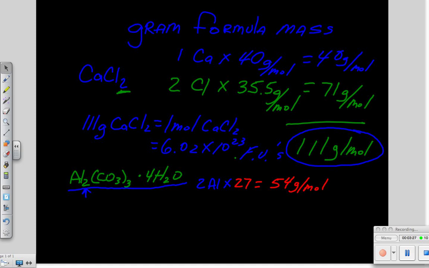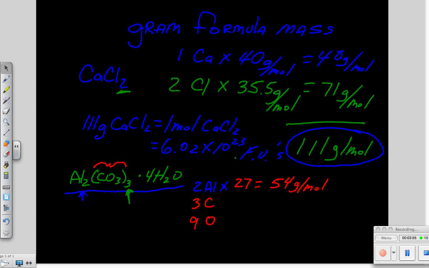Now I'm going to look at this 3. Look at this 3 right there. That 3 multiplies everything within the brackets 3 times. So that means I'm going to have 3 carbons and 9 oxygens in there.